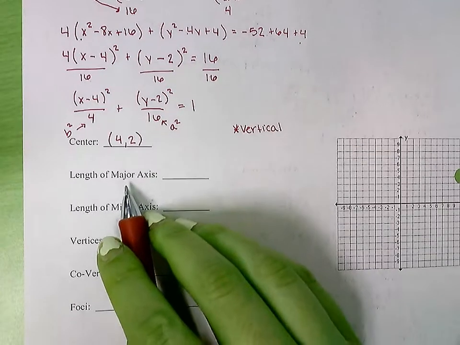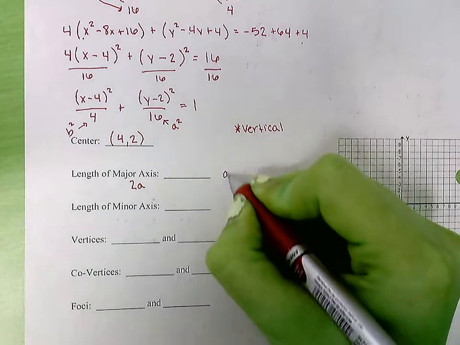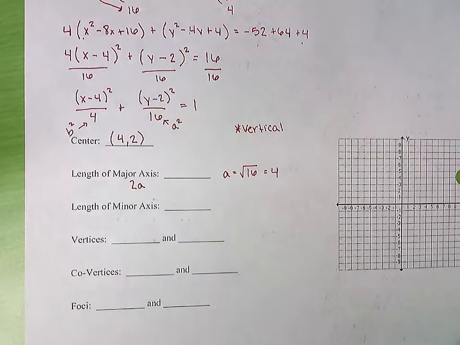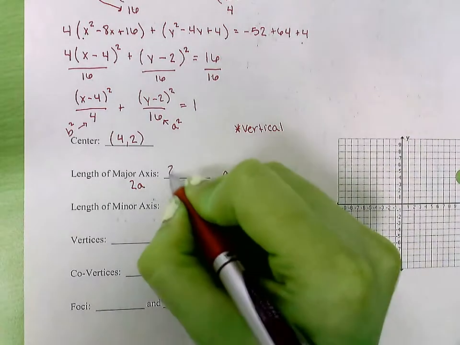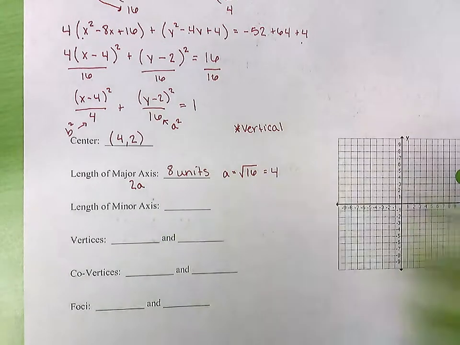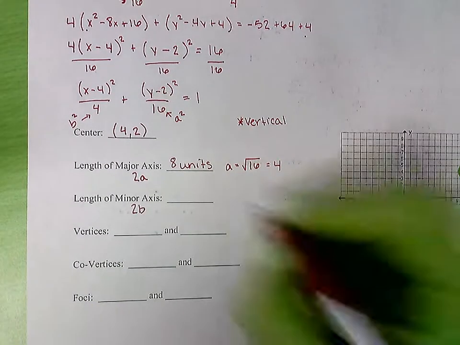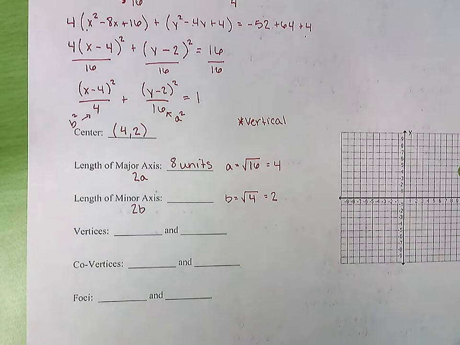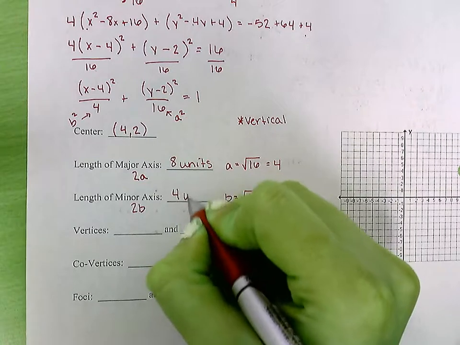Finding the length of your major axis, you'll take 2 times a. So to find a, we're going to take the square root of 16. That's 4. So 2 times 4 would be 8. Minor axis, you'll take 2 times b. To find b, we'll take the square root of 4. That's 2. So your minor axis will be 4 units.